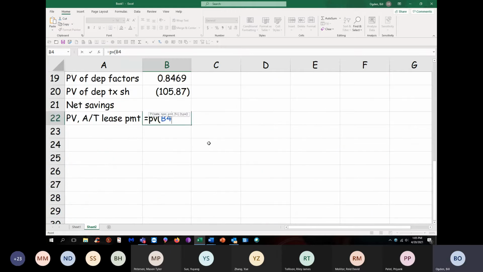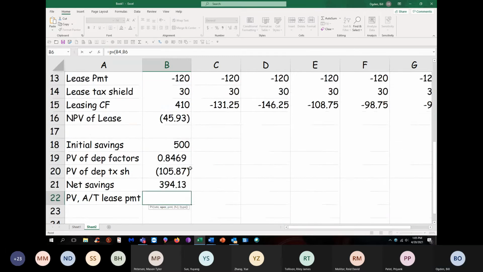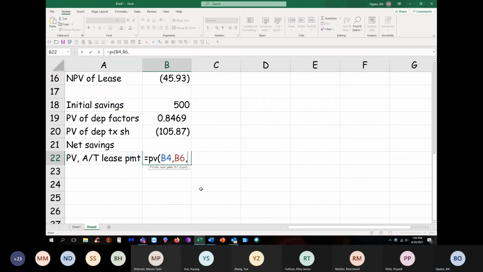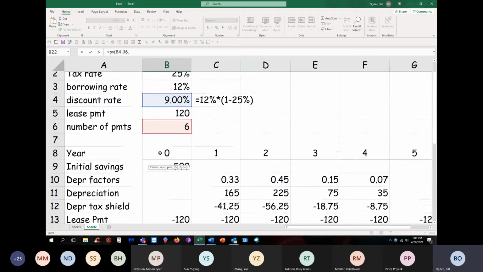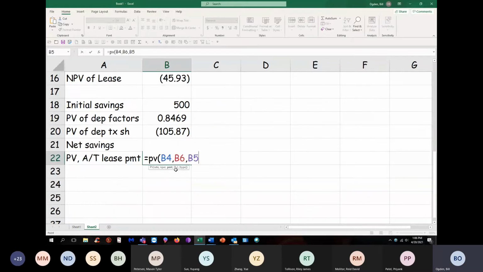So the after-tax borrowing rate, comma, number of periods. We have that up here, 6. And then the payment. Now you've got to remember, we want the after-tax, not the before-tax. This is before-tax. All right, and then we will multiply that times 1 minus the tax rate.